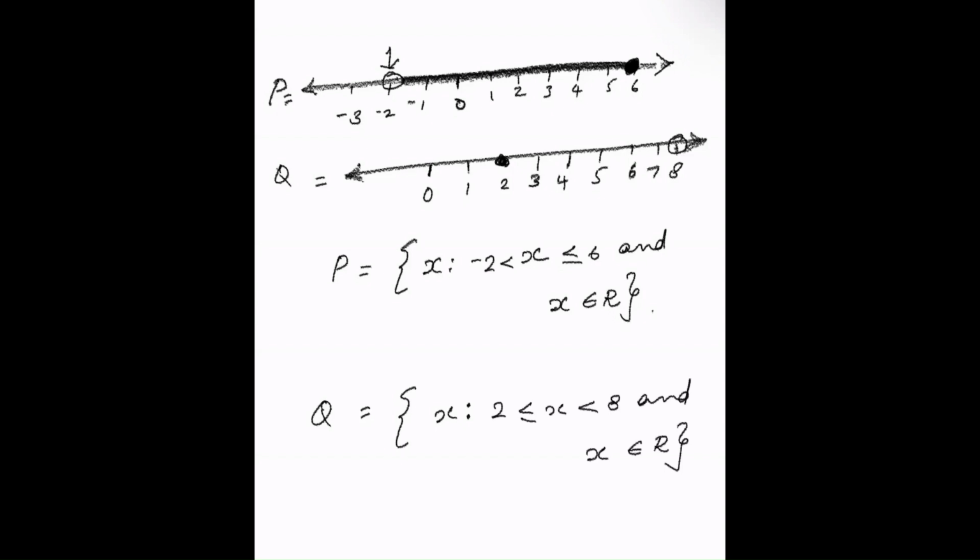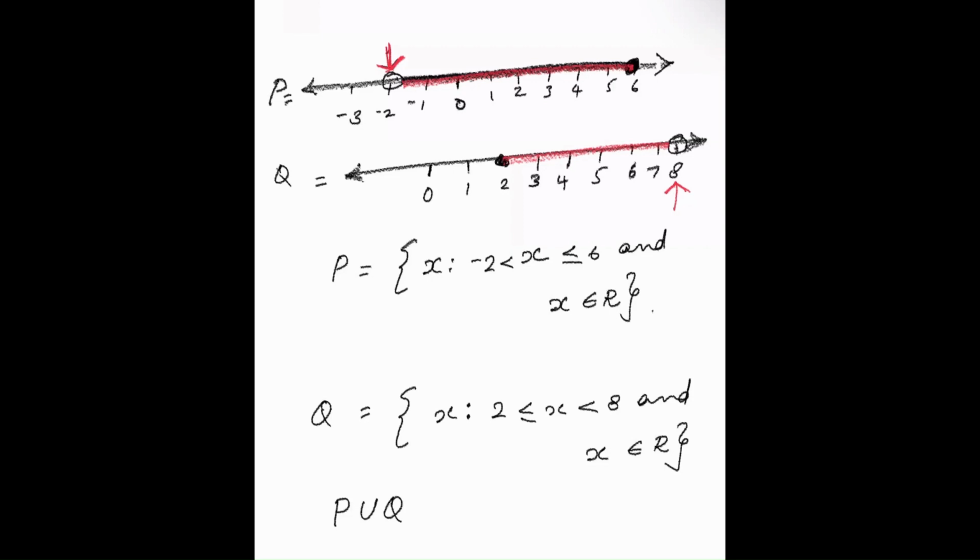Next, they are asking you to calculate P union Q. P union Q means all the elements of P and all the elements of Q. So you look at this: all the elements of P means this one and this one. So clearly the starting point is going to be this, and the ending point is going to be this.